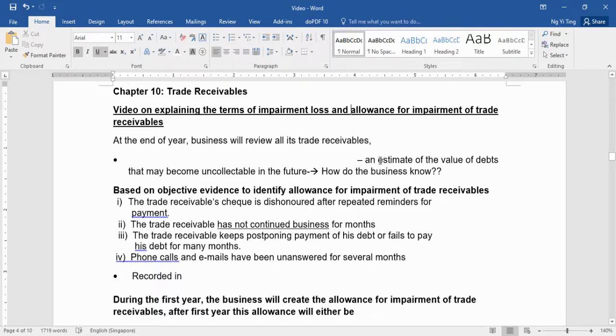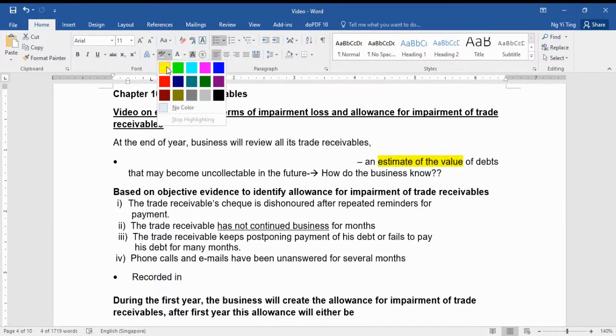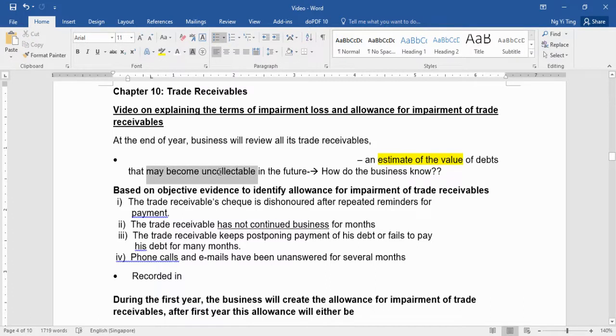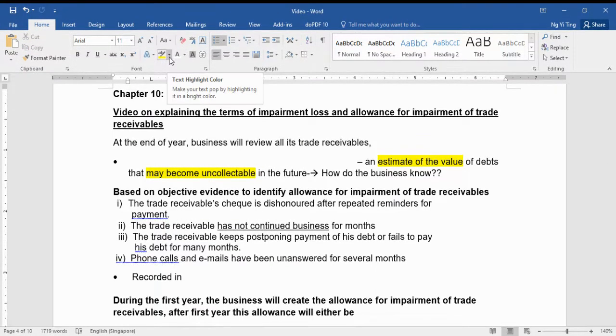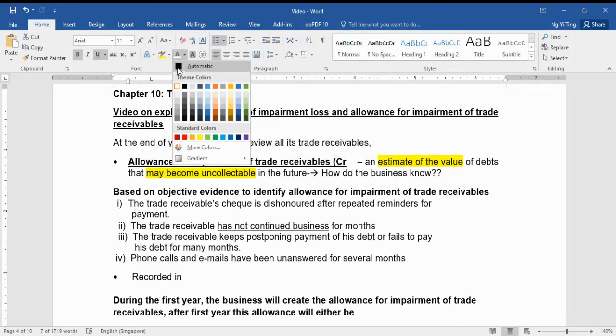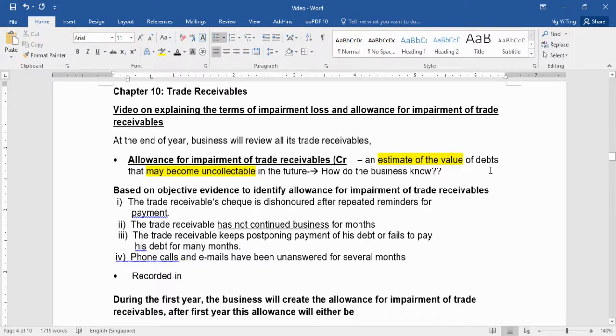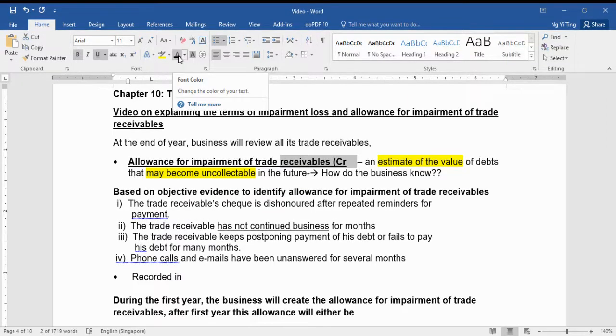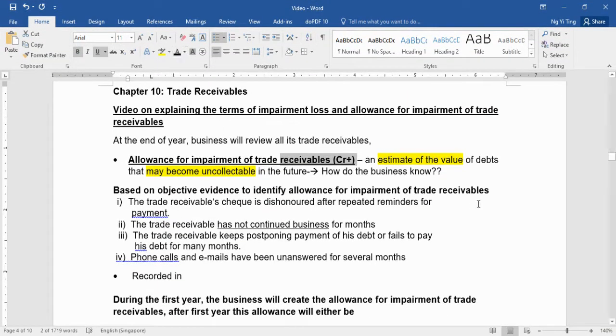They will estimate the value of debts that may be uncollectible in the future. So all my trade receivable, they may have people that are not able to pay me. Okay, and this is what we call allowance for impairment of trade receivable. Alright, it's a contra asset. It reduces your trade receivable and therefore is credit in nature. Whenever there's an increase, it's always a plus.